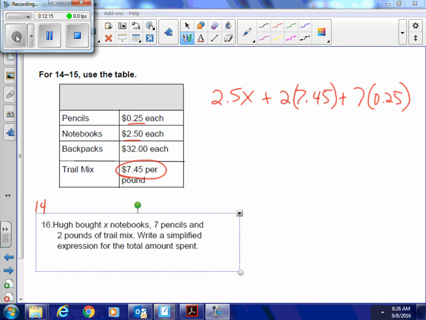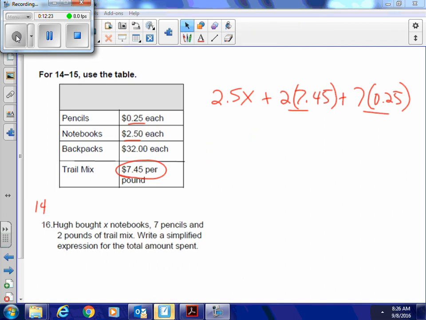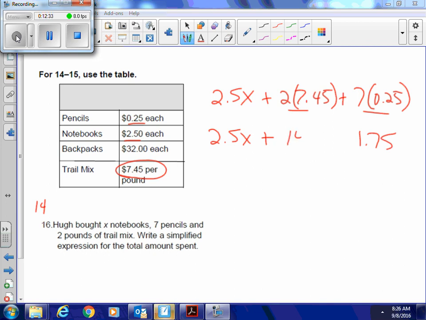Well, we can simplify this. We can multiply those amounts. We've still got 2.5x. And let's add those two amounts here. I get $1.75 spent on pencils and $14.90 spent on that other item, notebooks. Nope. Trail mix. And I can combine those two. They are like terms. So we've got 2.5x plus 16.65.